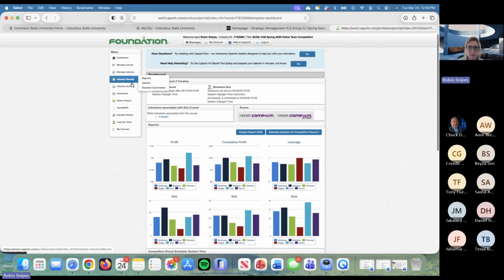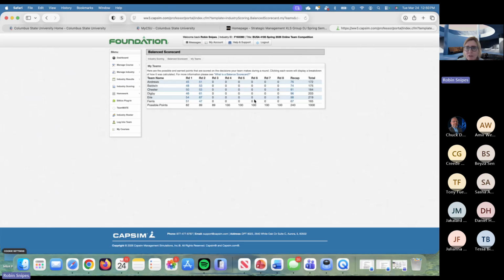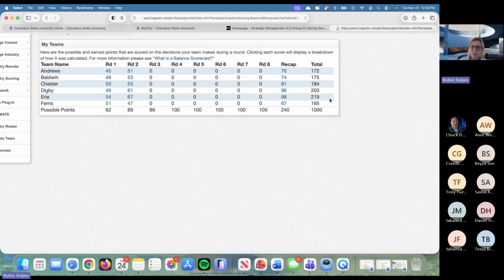Let's just see what happened with our balanced scorecard for industry 1, to see how everybody scored. And you can see that our team leader currently in industry 1 is team Erie, and that's followed pretty closely by team Digby. And then in third place is team Chester. One of the things that I'm very pleased to see is that all except one team improved their score.